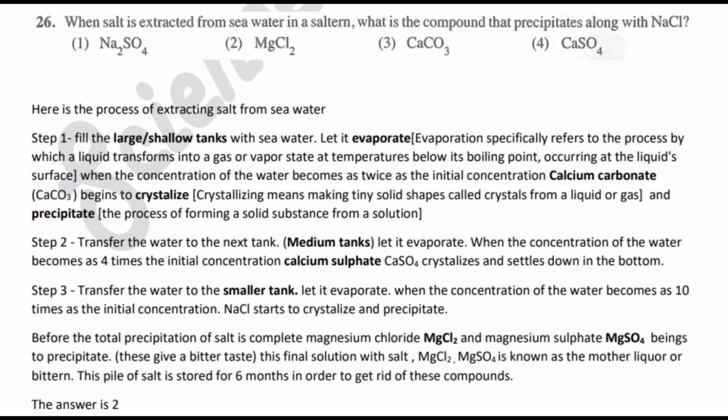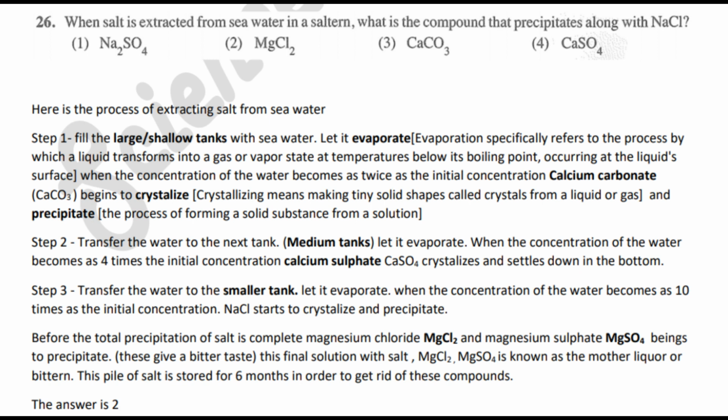When the concentration of water becomes twice the initial concentration, concentration meaning the amount of particles in a volume, right? Calcium carbonate begins to crystallize. Crystallizing means making tiny solid shapes called crystals from a liquid or gas, and precipitate. Precipitation here means the process of forming a solid substance from a solution. In other places, you can use precipitation as a word for raining, snowing, like that.